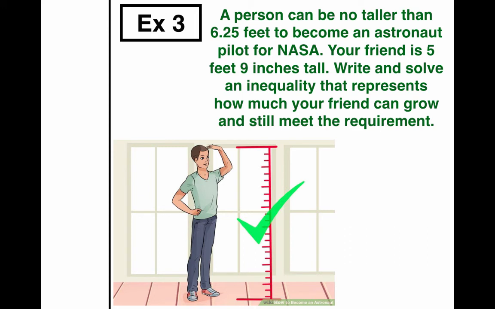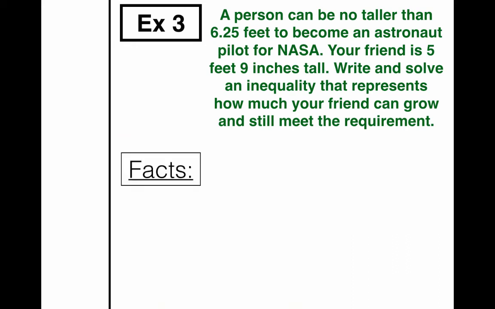So you've got a friend who wants to be an astronaut, who is 5 feet 9 inches tall, but the limit is 6.25 feet. So your friend can grow, but not too much. We're going to write and solve this with a little bit of algebra. So let's write down the facts of the story. Here are the facts. The current height of your friend is 5 feet 9 inches. That's how tall he or she is right now.